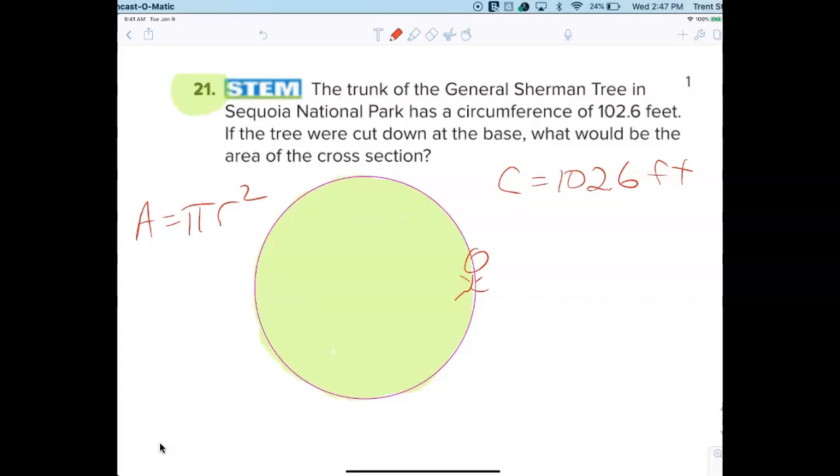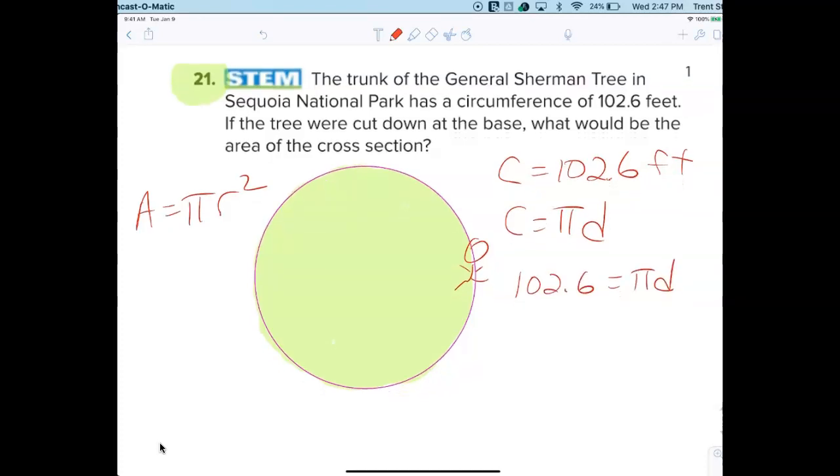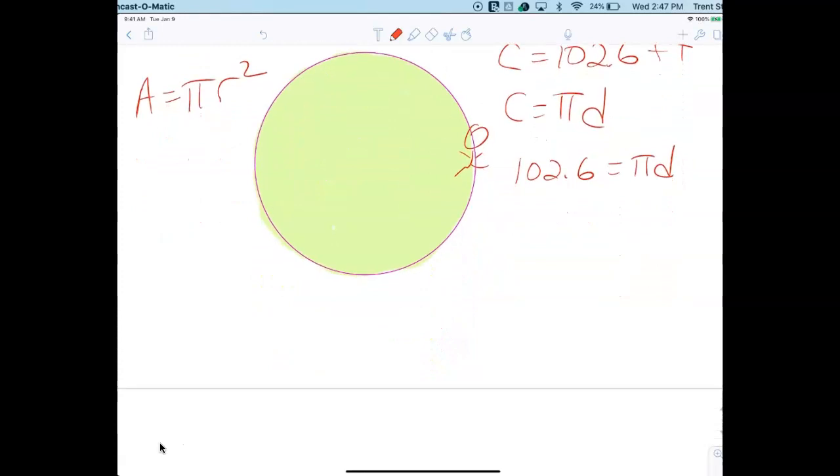What would I do? You would divide it by pi. You are awesome. All right, the first thing I want everybody to do is write down on their paper, circumference is pi times the diameter. That's brilliant. And right now, the circumference was 102.6, which is equal to pi d. So now we have to figure out what the diameter is by dividing by pi.